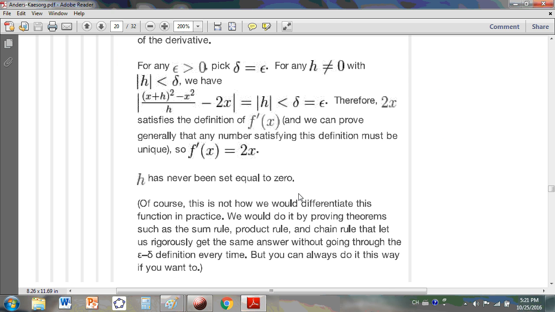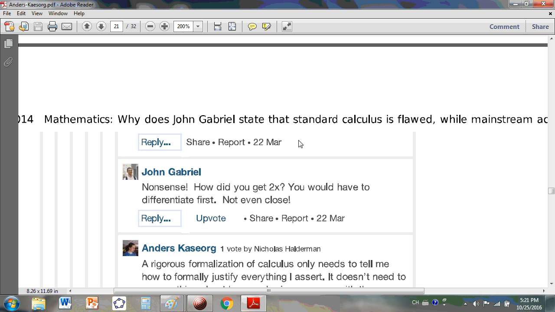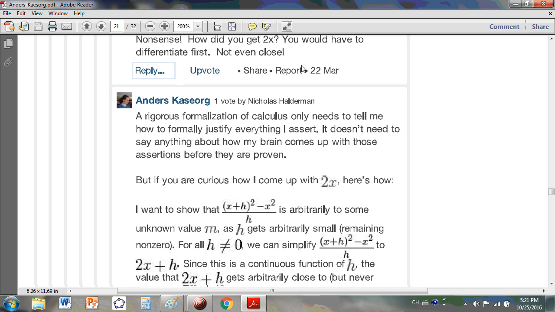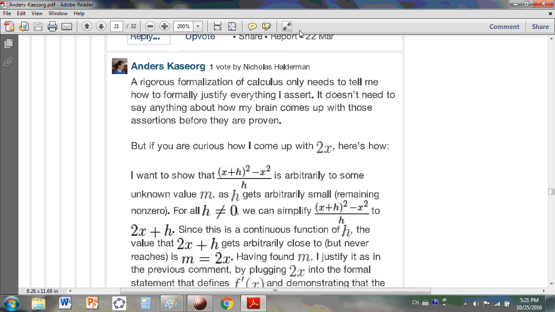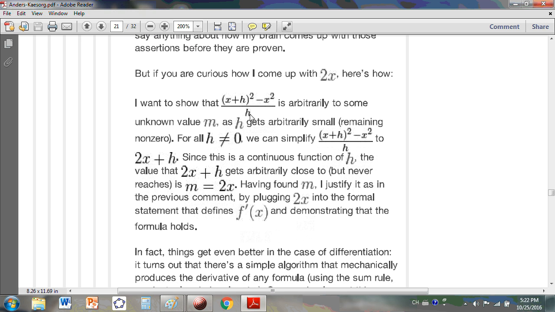He gave a little spiel there about a whole lot of nonsense, and I said to him, well, how did you get 2x? You would have had to differentiate first. Not even close. So he begins again by saying, a rigorous formulation of calculus only needs to tell me how to formally justify everything I assert. It doesn't need to say anything about how my brain comes up with those assertions before they're proven. Completely irrelevant anyway. But if you're curious how I come up with 2x, here's how. I want to show that that is arbitrarily close to some unknown value m as h gets arbitrarily small.